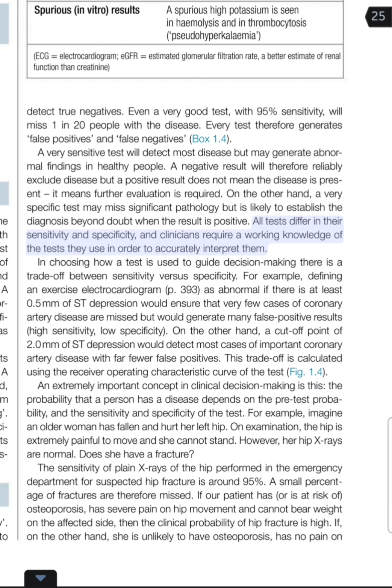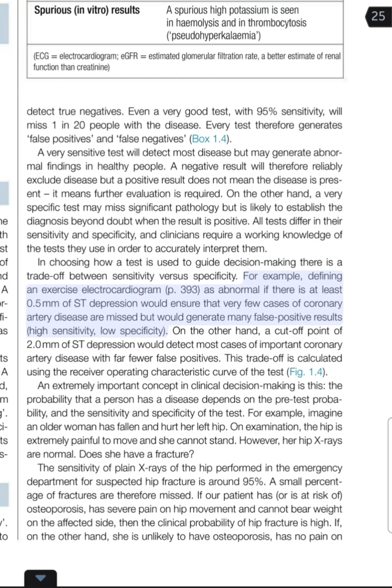All tests differ in their sensitivity and specificity, and clinicians require a working knowledge of the tests they use in order to accurately interpret them. In choosing how a test is used to guide decision-making, there is a trade-off between sensitivity versus specificity.